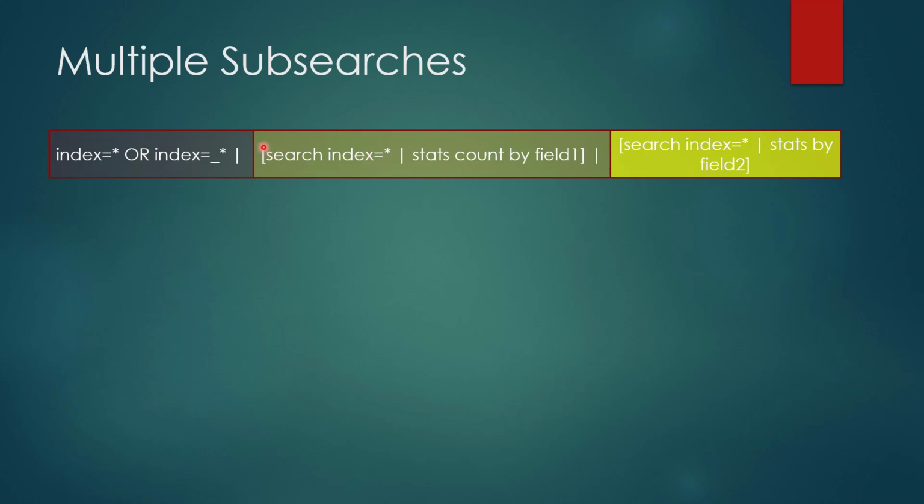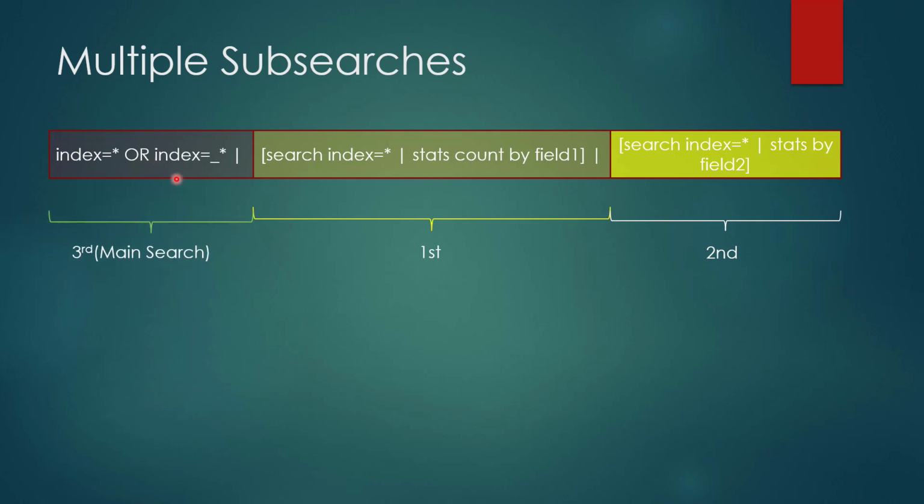Now we have two sub searches over here, right? So the first sub search will run this one, the second sub search will run this one, then our main search will run over here. This will be the order of the running of the searches.